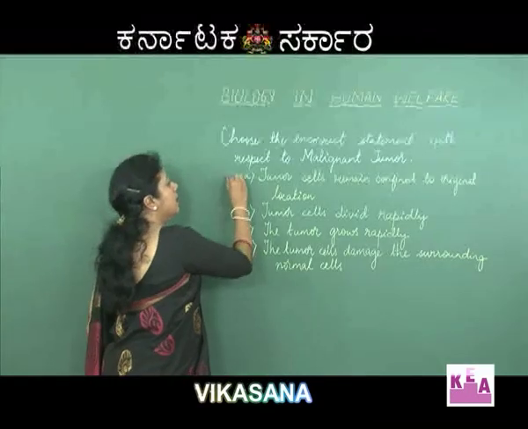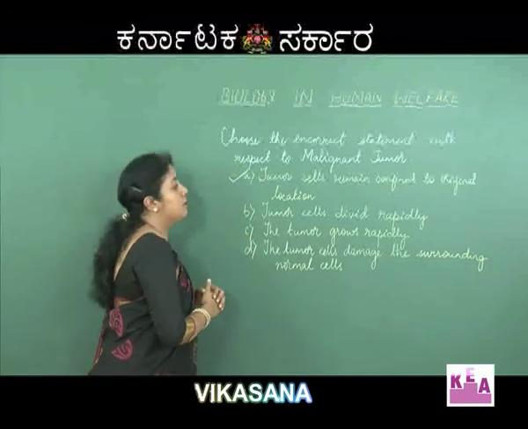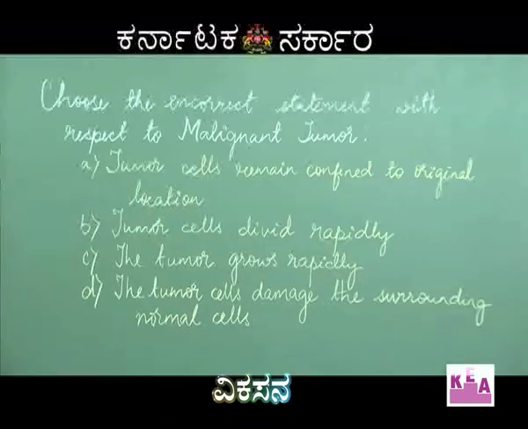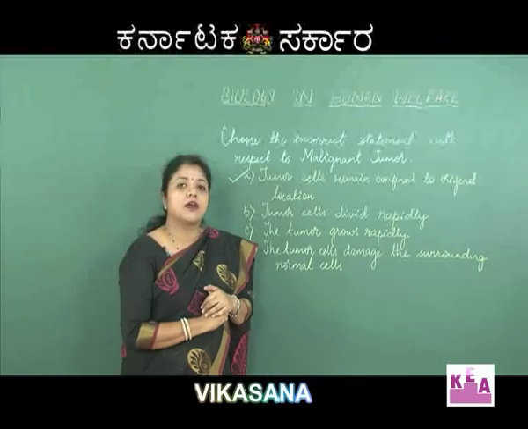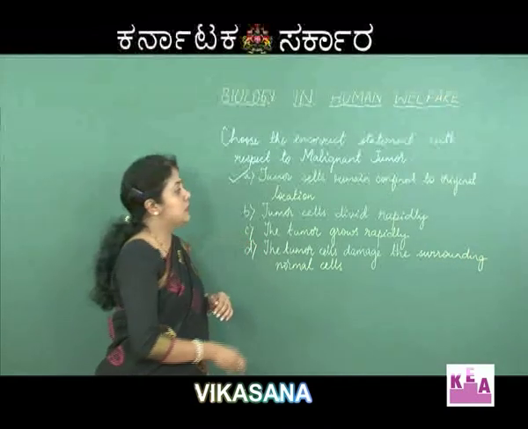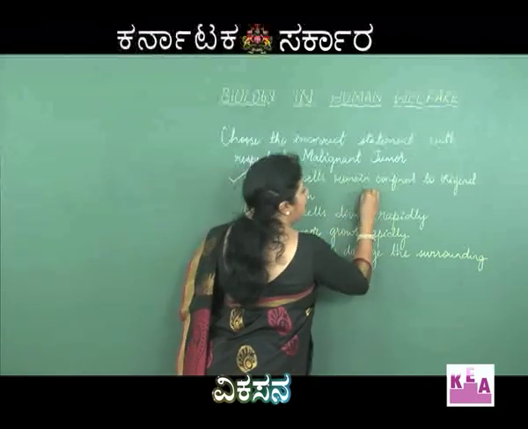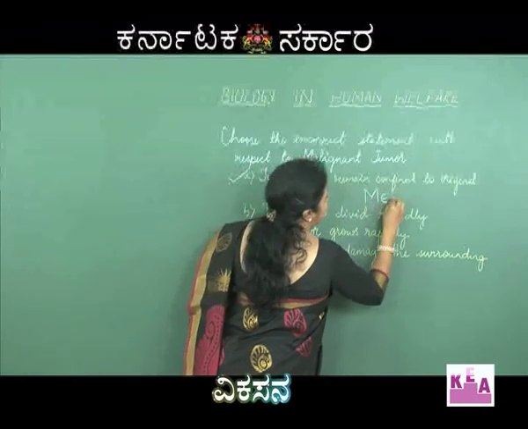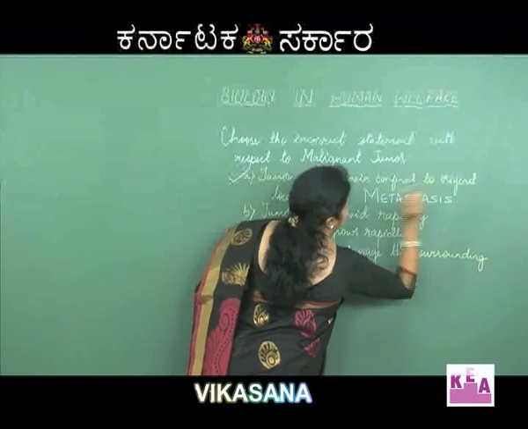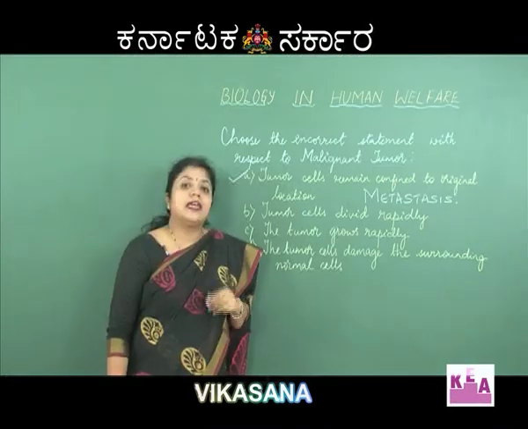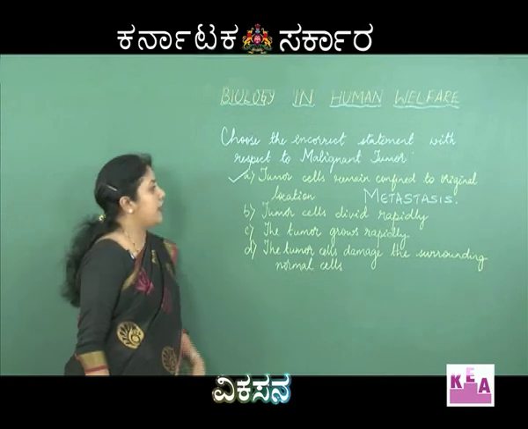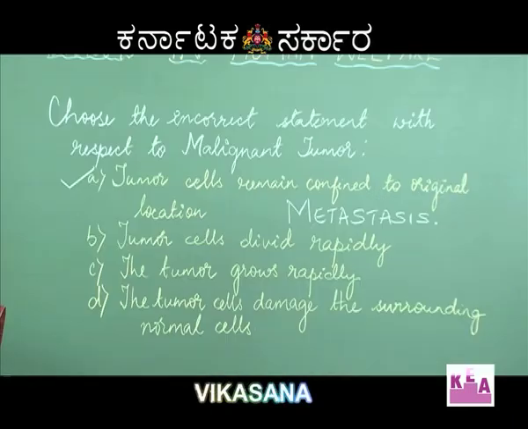wrong statement. Actually, malignant tumor cells, they move away from the site of the original location and they may cause cancer in other organs or tissues. This particular phenomenon is known as metastasis. So malignant tumors exhibit metastasis. So this statement, statement A, is a incorrect statement.